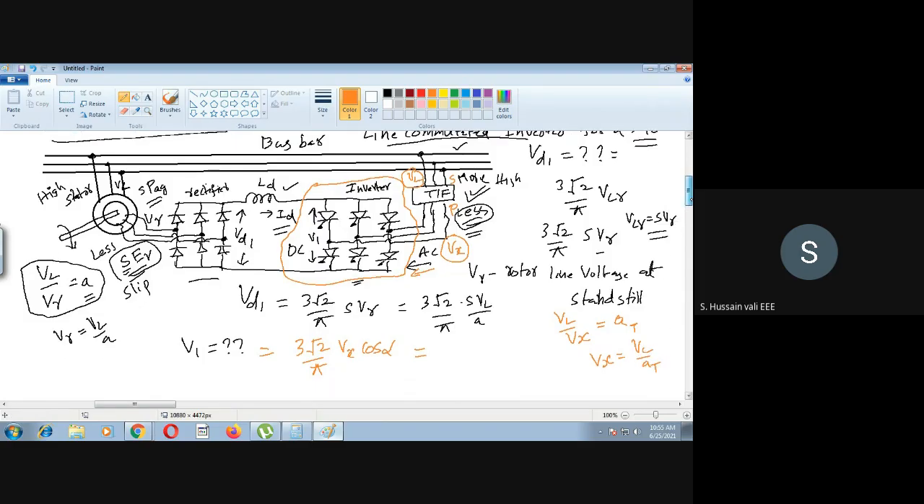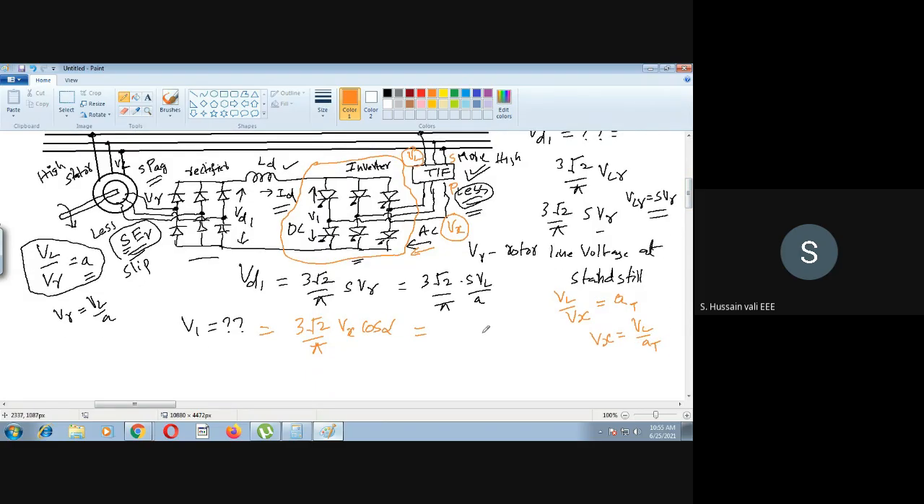Okay, so the purpose of doing all these things is that we want to convert everything into VL, so that the remaining variables will remain there. So when we do this, the answer we will get is 3 root 2 by pi. For Vx, I will get VL by AT into cos alpha. So 3 root 2 by pi VL by AT cos alpha.